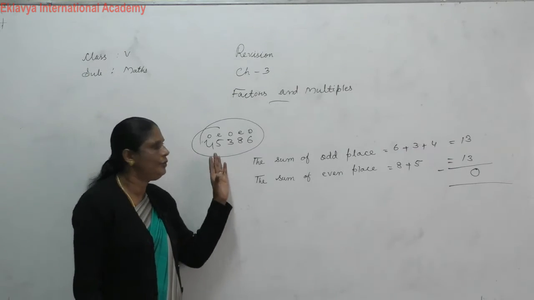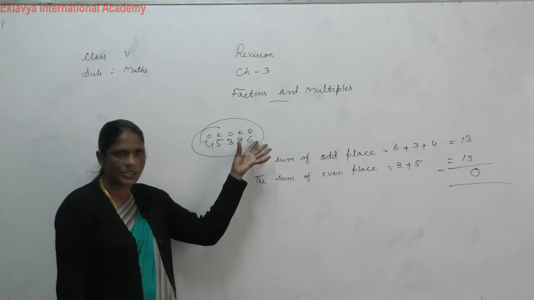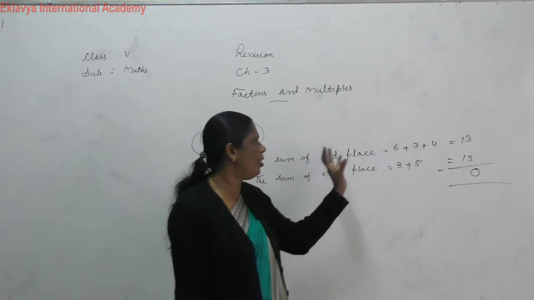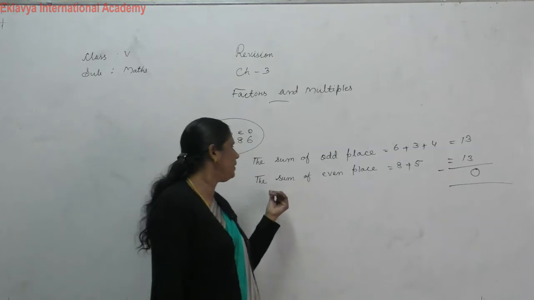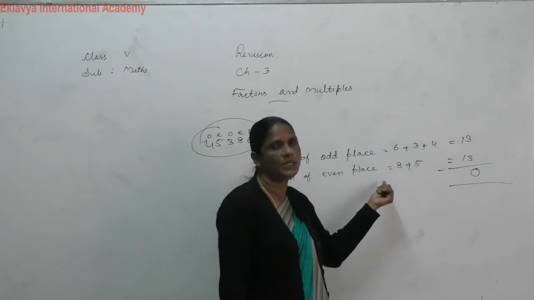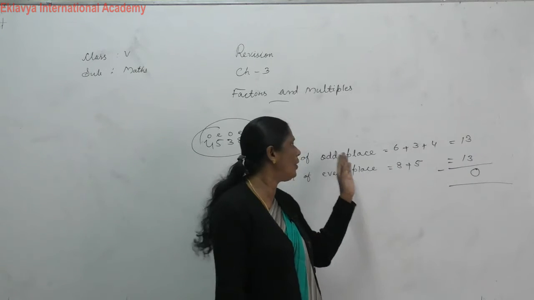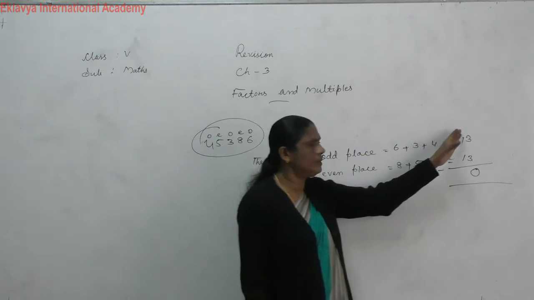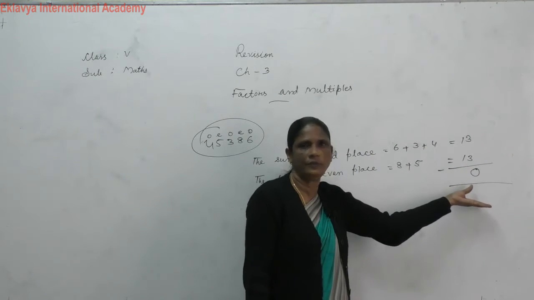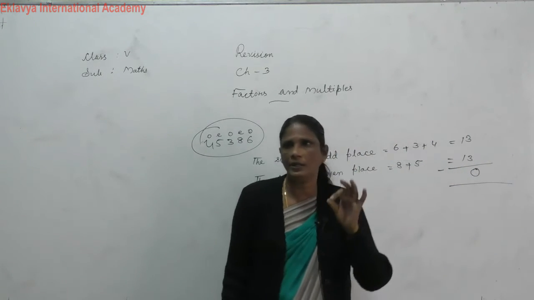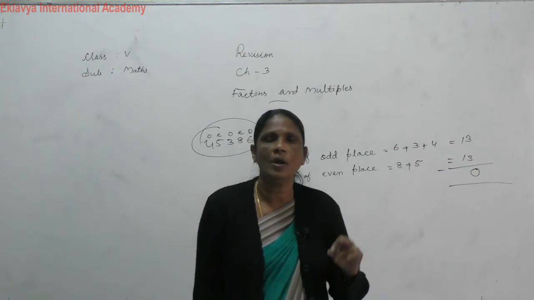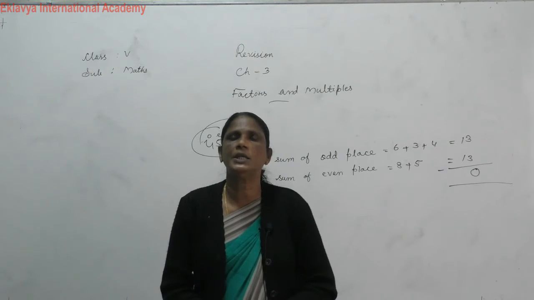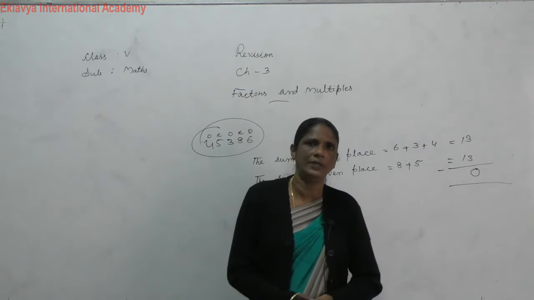Understand? First you arrange odd, even. Then the sum of the odd places. Then the sum of the even places, not the digits. Then subtract the odd places and even places. You get 0 or a multiple of 11. That number is divisible by 11.